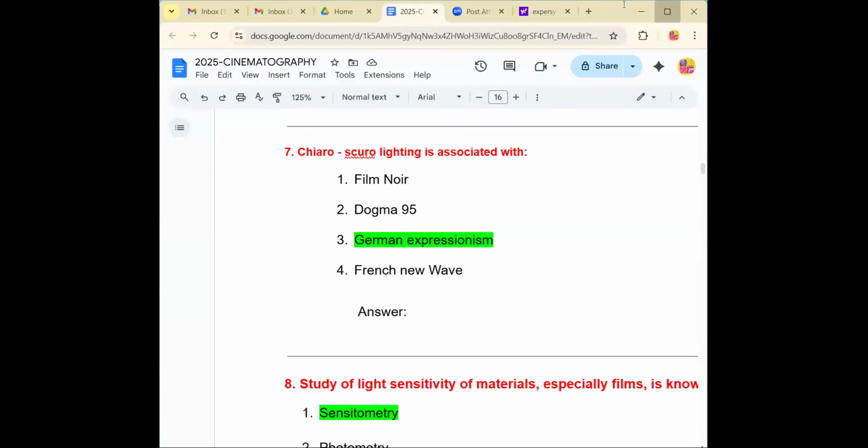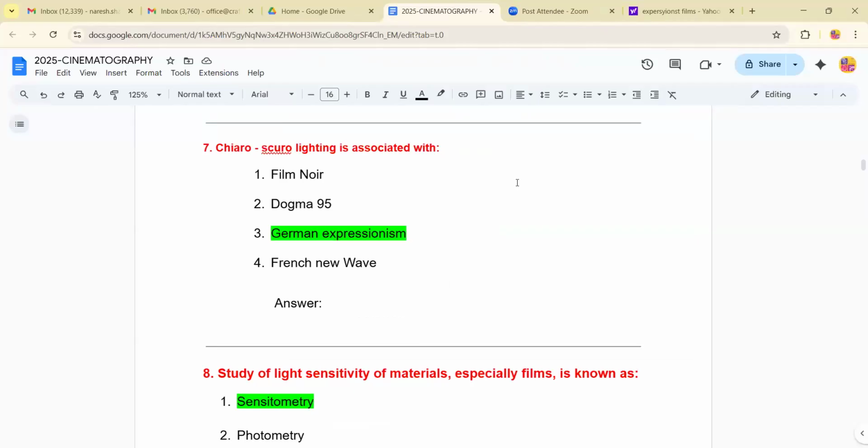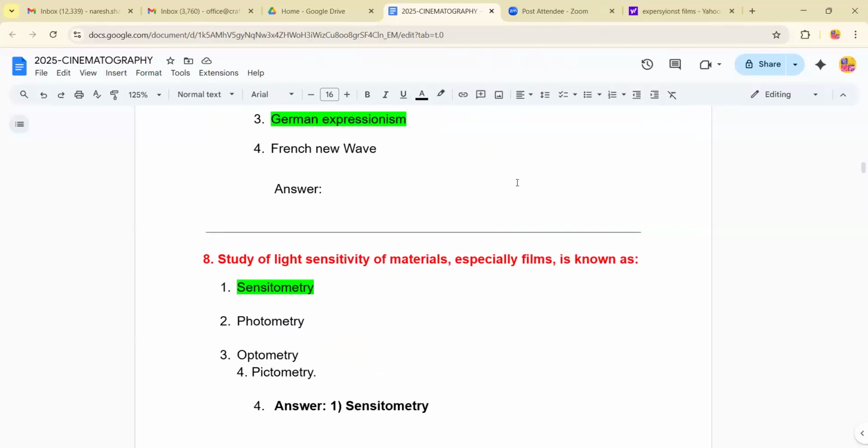Films like Nosferatu and The Cabinet of Dr. Caligari were made in this particular period of German Expressionism.